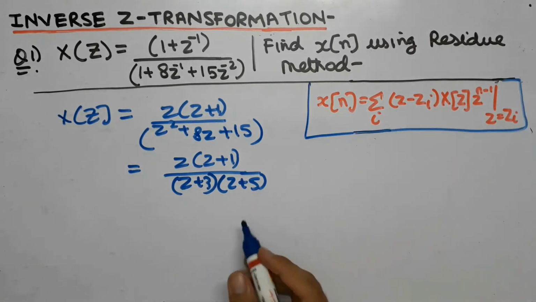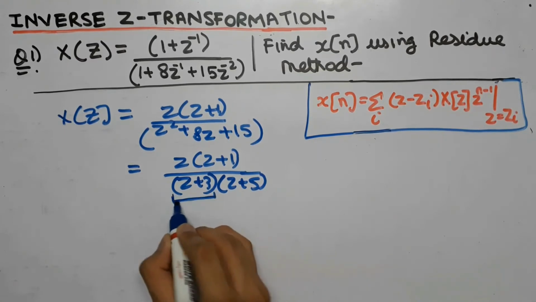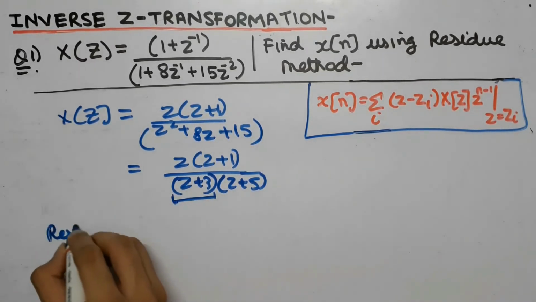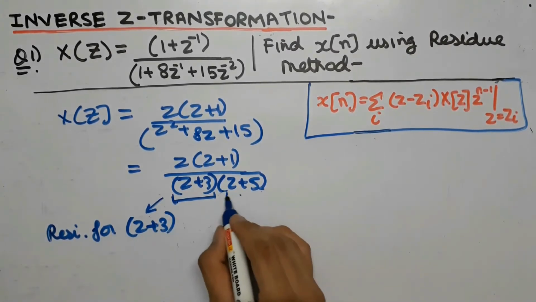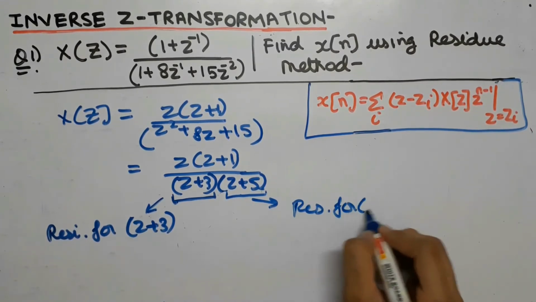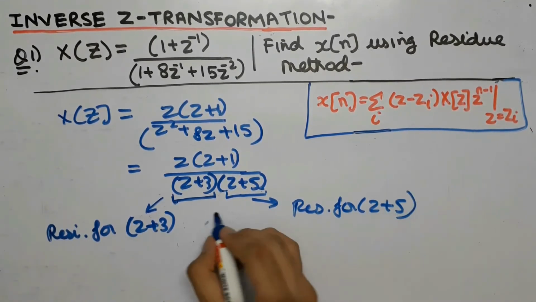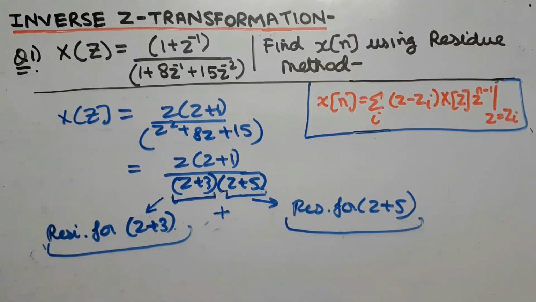So now we are going to apply this formula step by step. So first of all we are going to see for z plus 3. That is, we will find the residue for z plus 3, and similarly we are going to find the residue for z plus 5. And finally we will add these two residues. That is, we will add these two in order to find the value of xn.